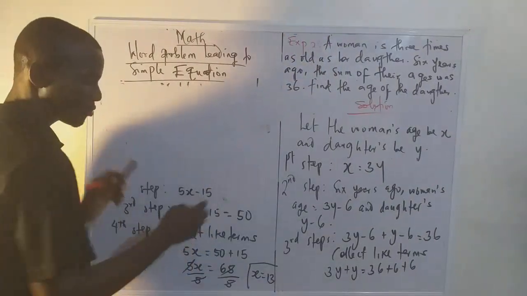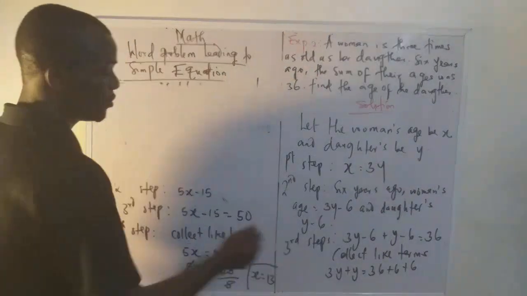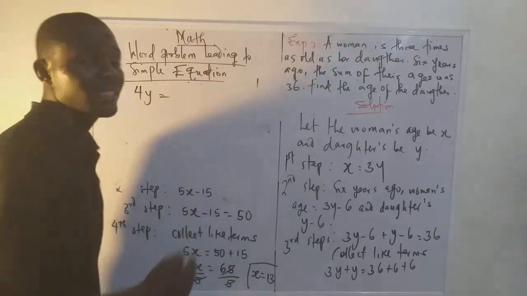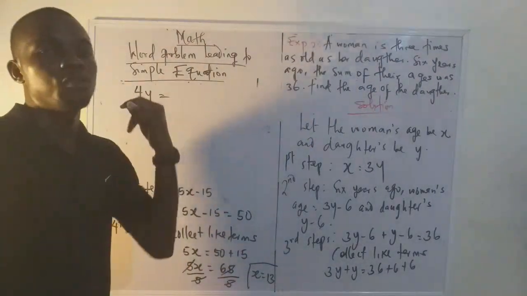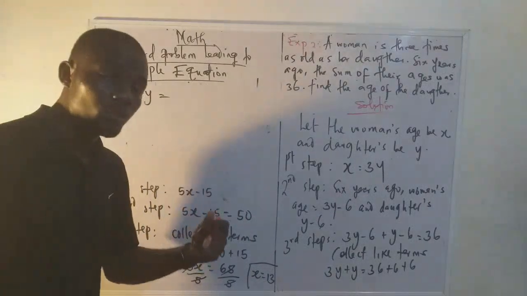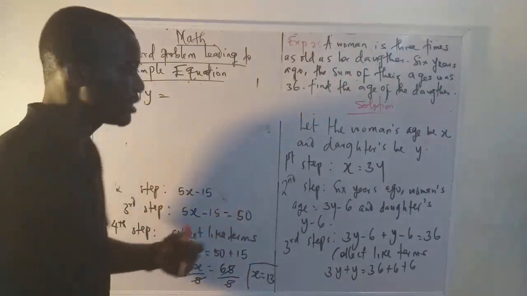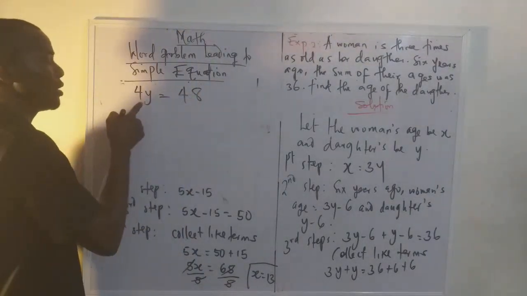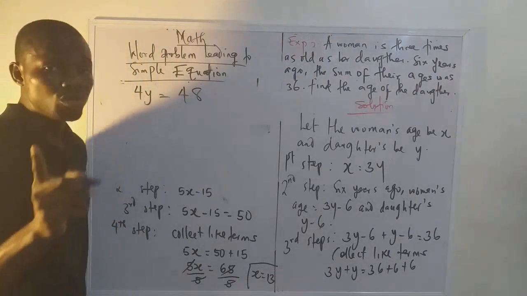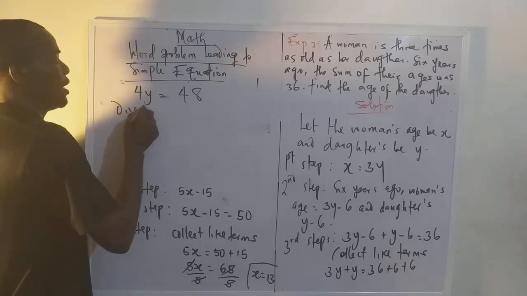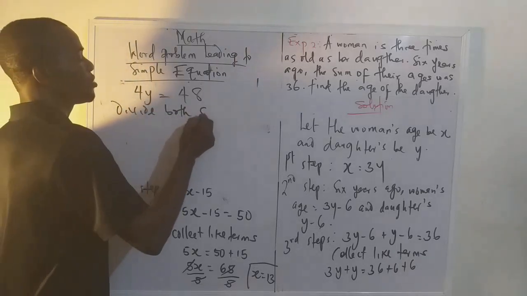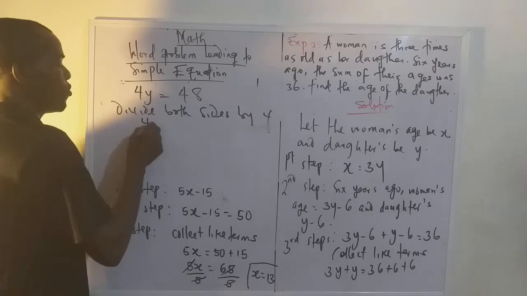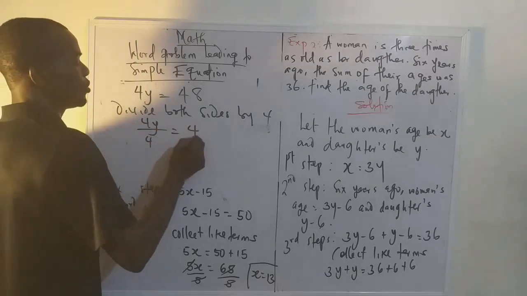So clearly we are going to have 4y equals to 36 plus 6 is 42, and 42 plus 6, that is 48. So we will have 48. What next? We want to eliminate 4 so as to get y. To do that, we divide both sides by 4.